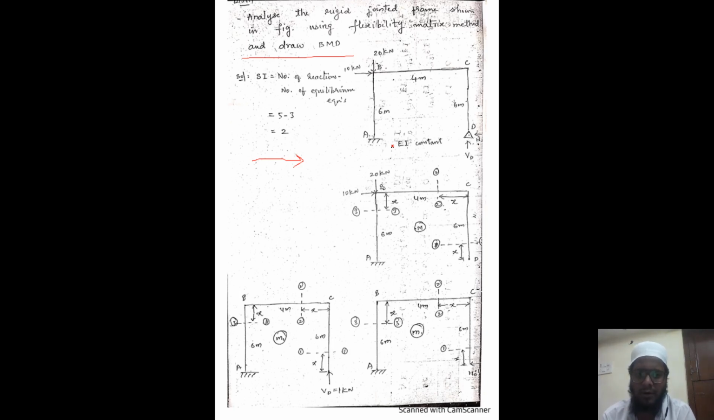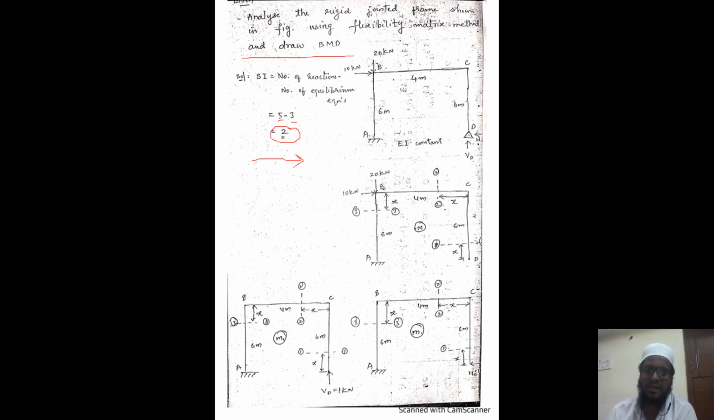So how to solve this problem? The very first thing in this problem is to calculate the static indeterminacy of this structure. As we all know, how many unknown reactions are there at joint A? We have totally 3 unknown reactions. What about this hinge support? We have 2 unknown reactions. So 3 plus 2 is 5 here, and the number of equilibrium equations is 3. So 5 minus 3 is 2. So the static indeterminacy of the structure is 2.